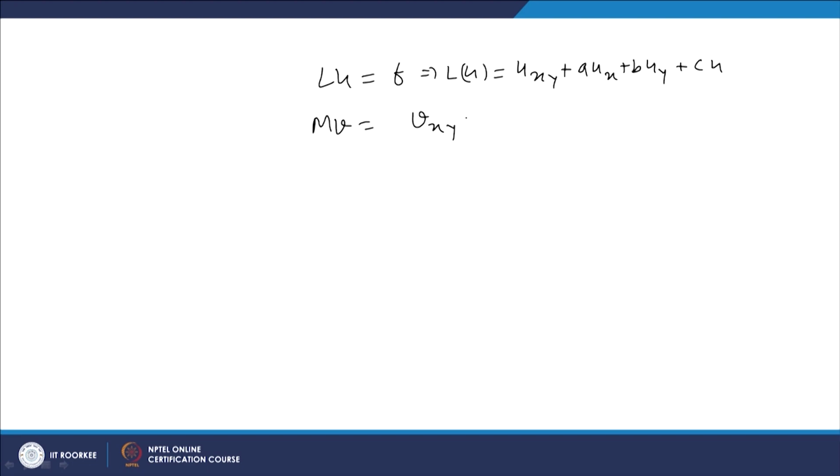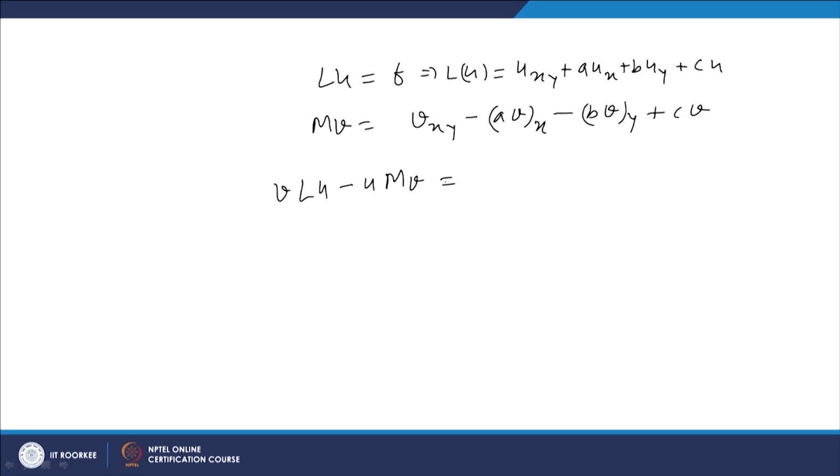So, let us again see how it is done. Here it is Lu equal to f, and here Lu is defined as follows: u_xy plus a u_x plus b u_y plus c u, right. Now, here we define M of v as v_xy minus a v_x minus b v_y plus c v. So, we now want to find v Lu minus u Mv.